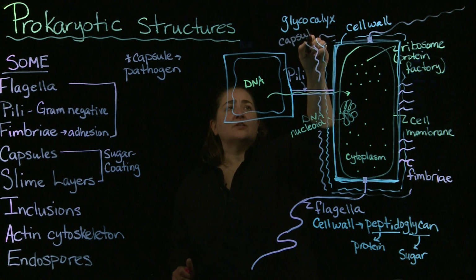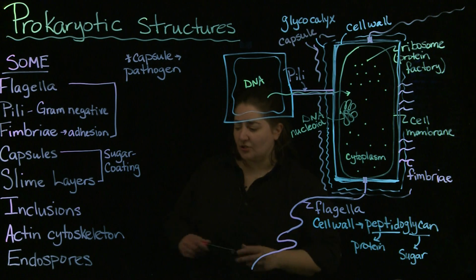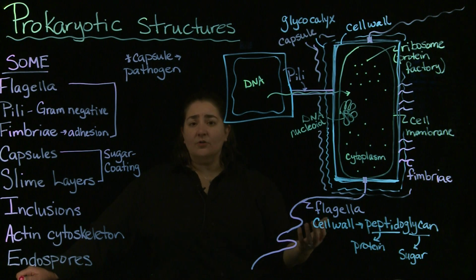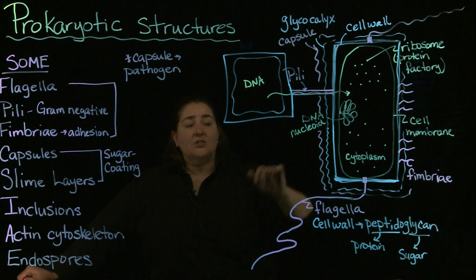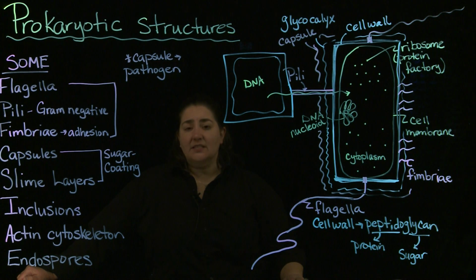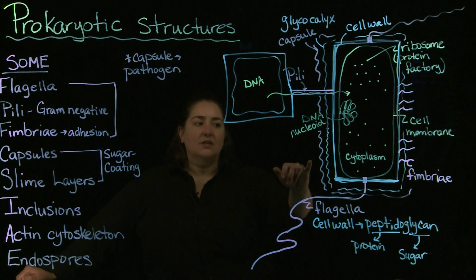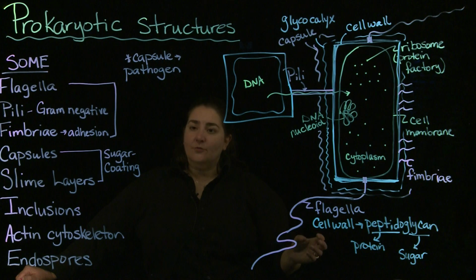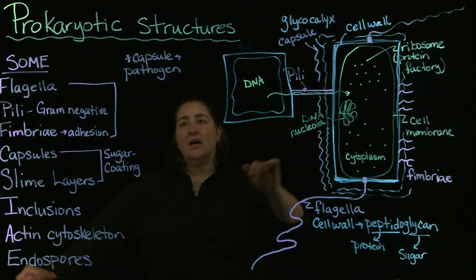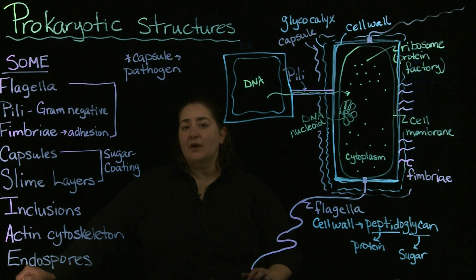What that capsule does is those sugars essentially aren't going to trigger your immune system. So having that sugary capsule on the outside of the bacteria allows it to escape phagocytosis by the immune system. So the bacteria are essentially cloaked or hidden within the body, and that allows them to survive and multiply and therefore make you sick. Okay? So capsules are associated typically with pathogens.